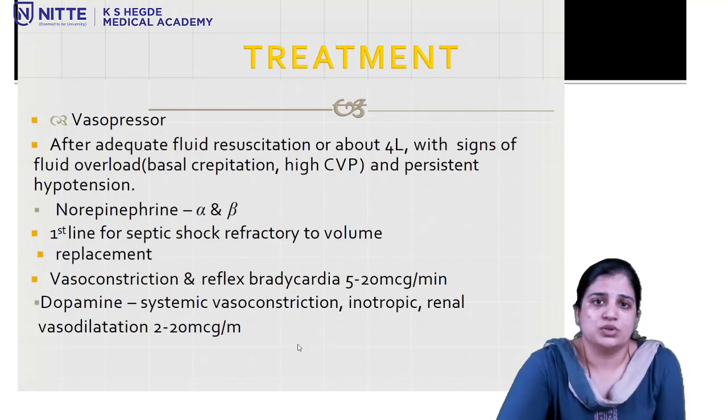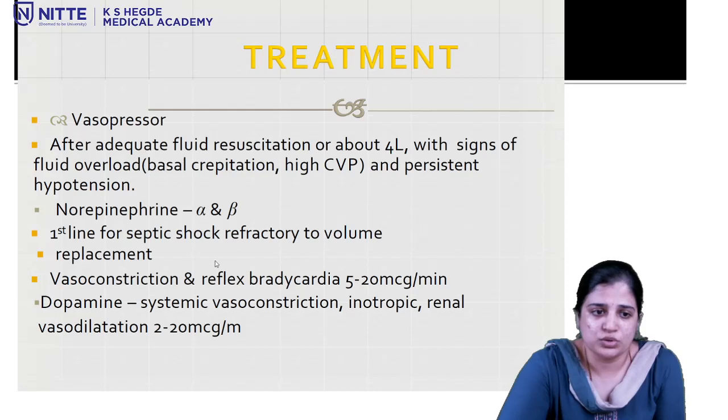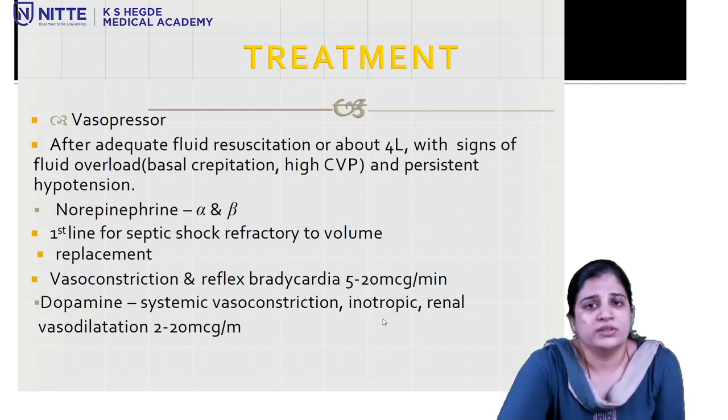Vasopressors are also given, because there is hypotension that has to be treated. We give vasopressors after adequate fluid resuscitation when there are signs of fluid overload, that is basal crepitations, or high central venous pressure and persistent hypotension. We can give norepinephrine. Alpha and beta receptors are stimulated by this. It is first line for septic refractory shock, for volume replacement and vasoconstriction, and if there is reflex bradycardia, norepinephrine will help. One more drug which we give is dopamine, which causes systemic vasoconstriction. It has an inotropic effect, and also causes renal vasodilatation. The dose is 2 to 20 micrograms per minute.